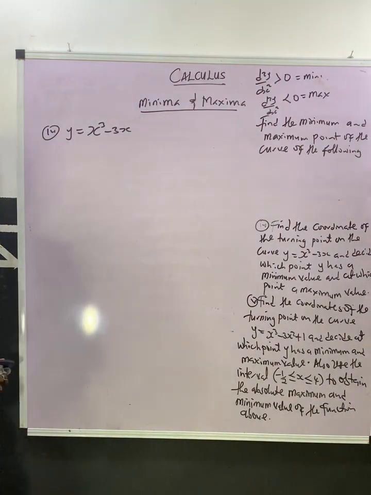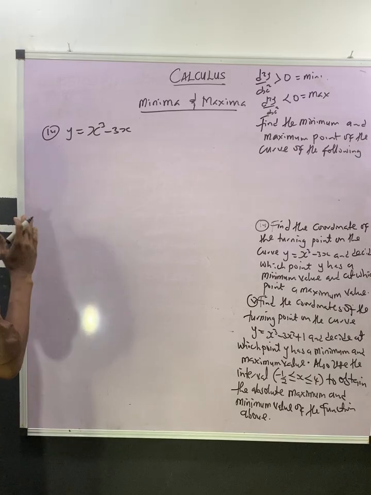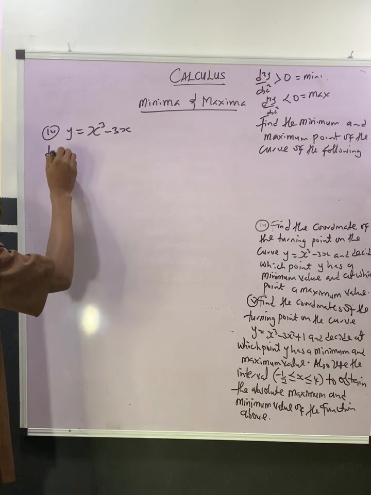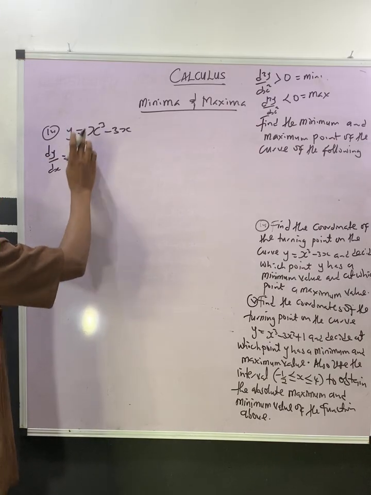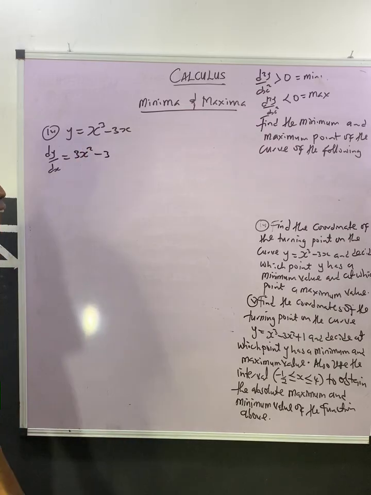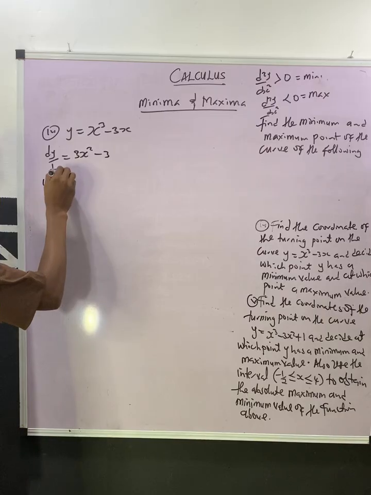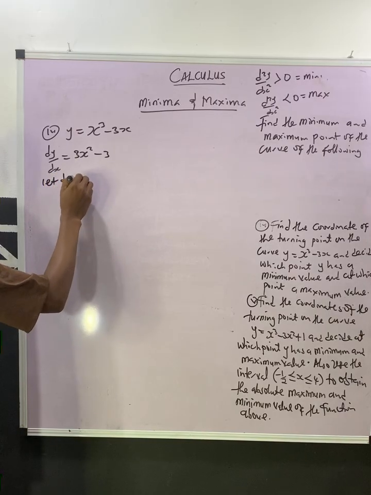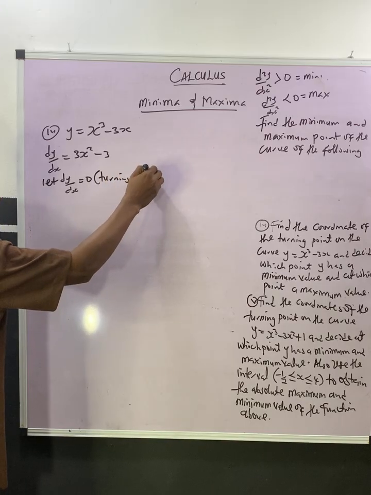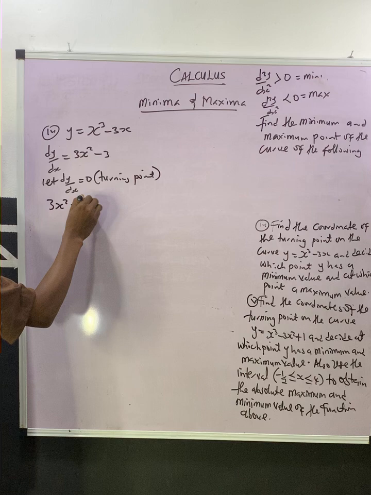Okay, so this time around, remember what I said you do first of all: you differentiate. So we have dy/dx equals, if I differentiate x cubed, 3x squared, then minus 3. Then after that, you let dy/dx equal 0, and that's the turning point. So now we have 3x squared minus 3 equals 0.